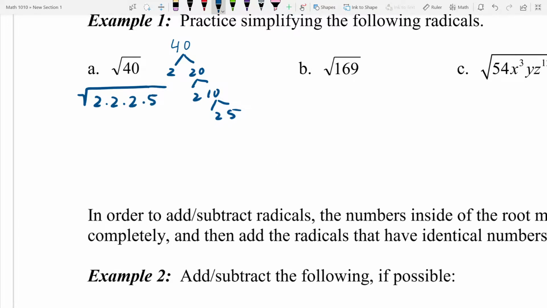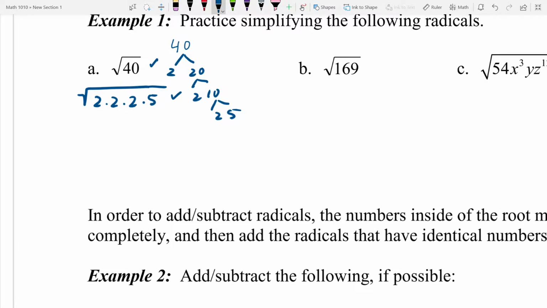Grab your calculator right now for me and punch in 2 times 2 times 2 times 5 and then hit equals. What do you get? You get 40, right? So this statement right here and this statement right there are equivalent. They're the same thing. I just broke it down, okay?